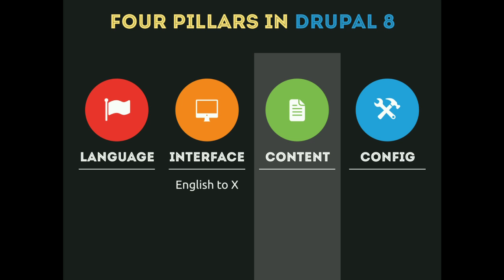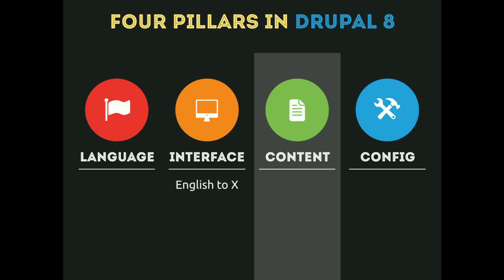So for content language, Drupal 8 uses content entities for a lot of things. So nodes are content entities. Menu items are content entities. User profiles are content entities. Taxonomy terms are content entities. Contact forms are content entities. So we needed a way to specify which content entities could be made translatable. So content entities have configuration for you to make them either translatable or not.